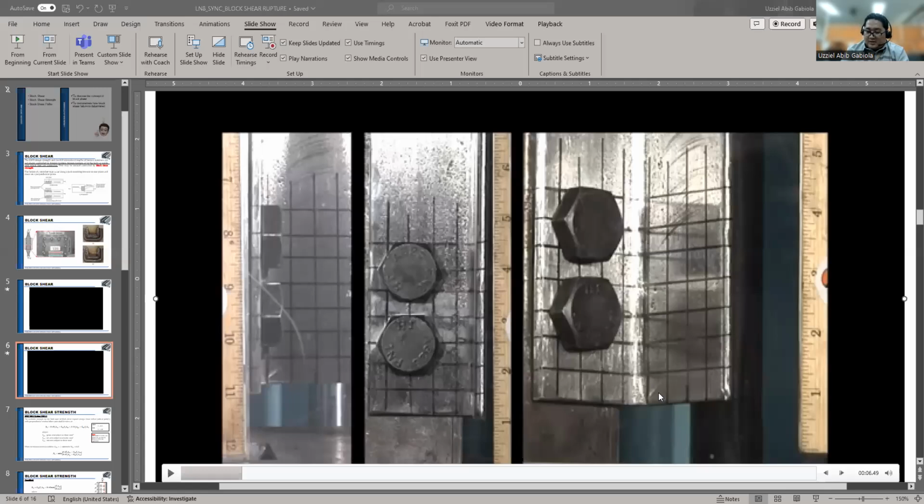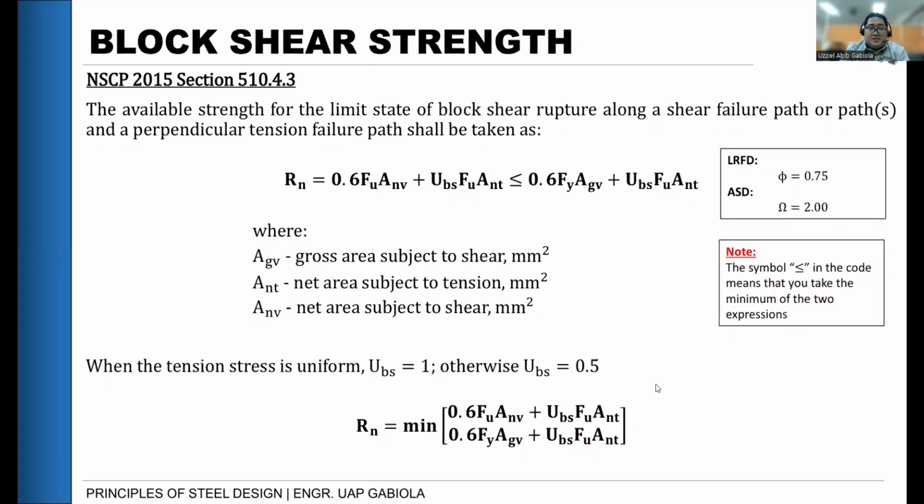Okay? So let's go back doon sa slide natin for a while. So pagbalik doon sa slide natin, ngayon, kailangan natin i-identify is ano yung i-require ng formula, ng code, para makalculate natin yung block shear strength ng member natin, yung connection na given natin. Okay? So, according to NSCP 2015, Section 510.4.3, ito daw po yung formula para i-identify yung block shear rupture dun sa tension member natin, dun sa connection natin.